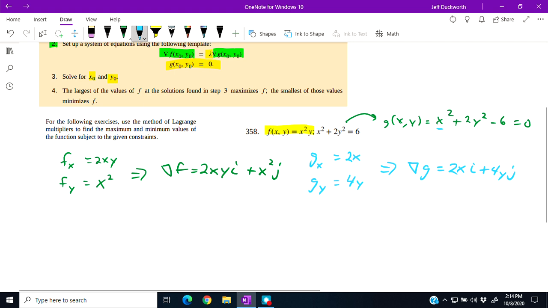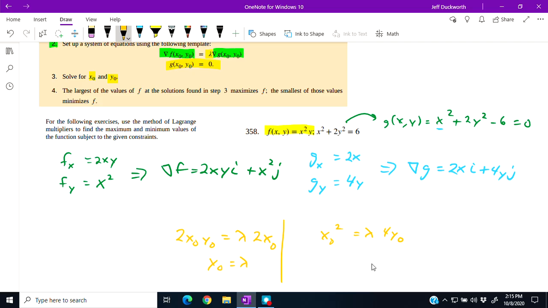So we can look at the x components of these. We know that 2 x naught y naught is going to equal some lambda times 2 x naught. Well, the 2 x naughts cancel, and there we have y naught is equal to lambda. We do the y values: x naught squared is our j component of the f gradient, and that has to equal some Lagrange multiplier times 4 y naught. Well, we know from over here that y naught equals lambda. So that means that x naught squared is going to equal 4 lambda squared.